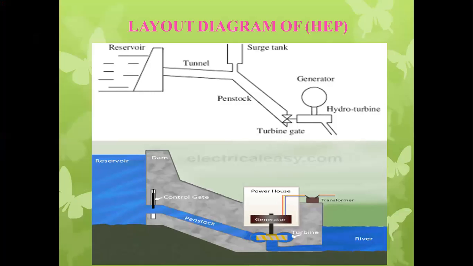Okay. So see over here, the surge tank will play an important role. Whenever the turbine gate is closed, what does it mean? Water will rebound from this turbine gate, and it will create pressure on the penstock valve.